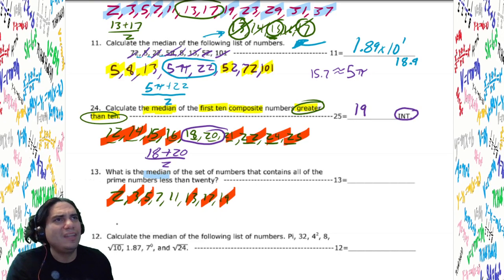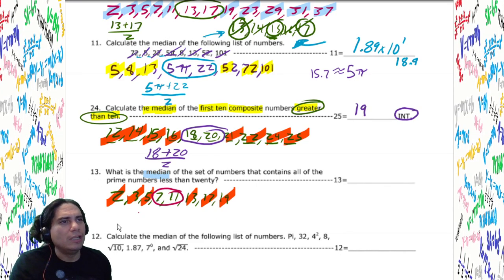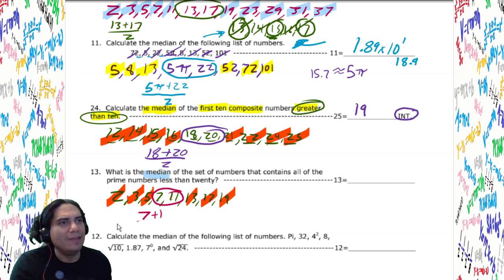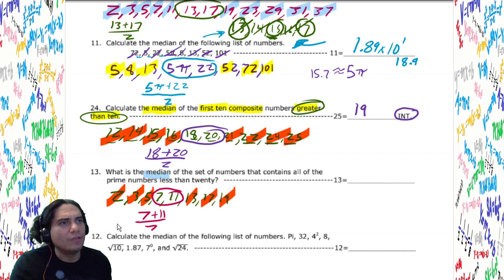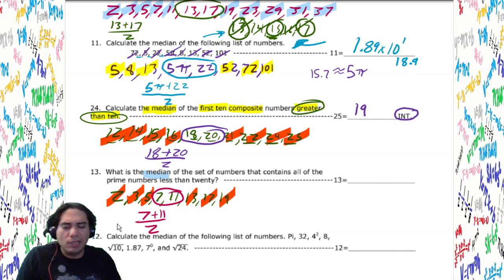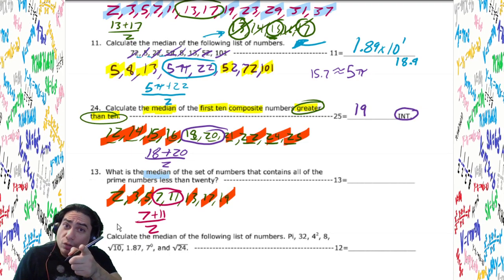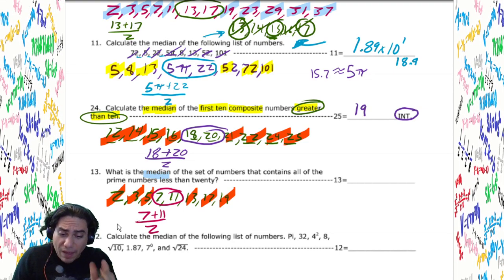Now we got 7 and 11 in the middle. So we're going to get 7 added to 11, 7 plus 11 divided by 2. Let's bust out our calculator. 7 enter 11 plus. Notice, do we see? Oh, I almost was going to write 1.80 times 10 to the first. But we got to divide by 2.